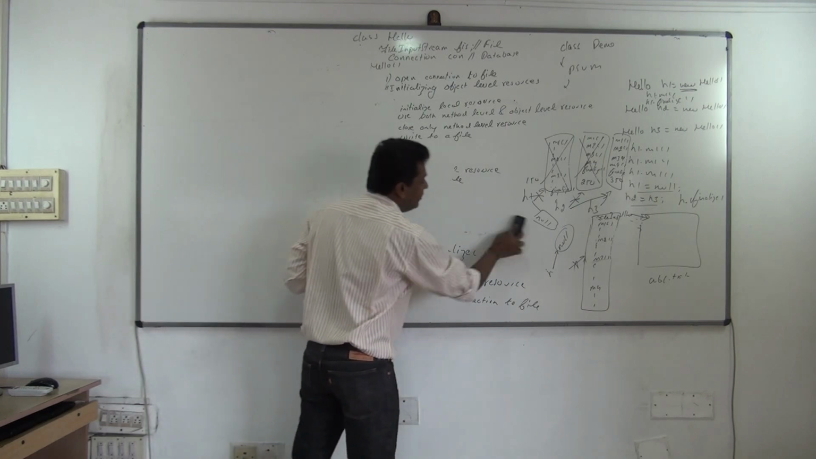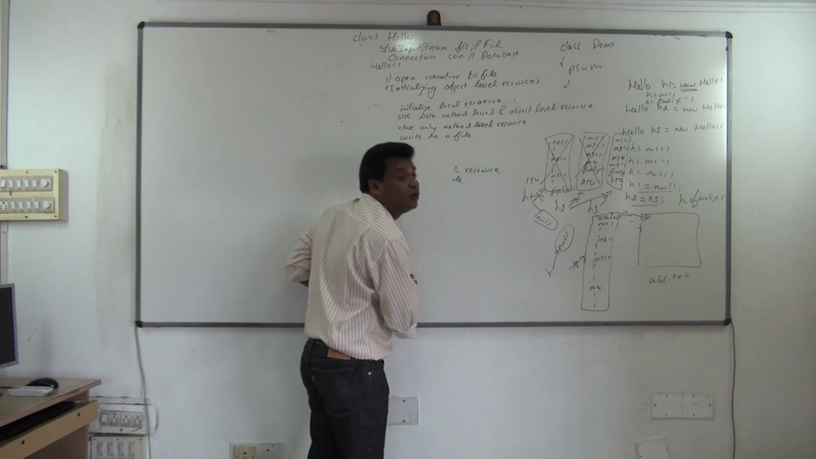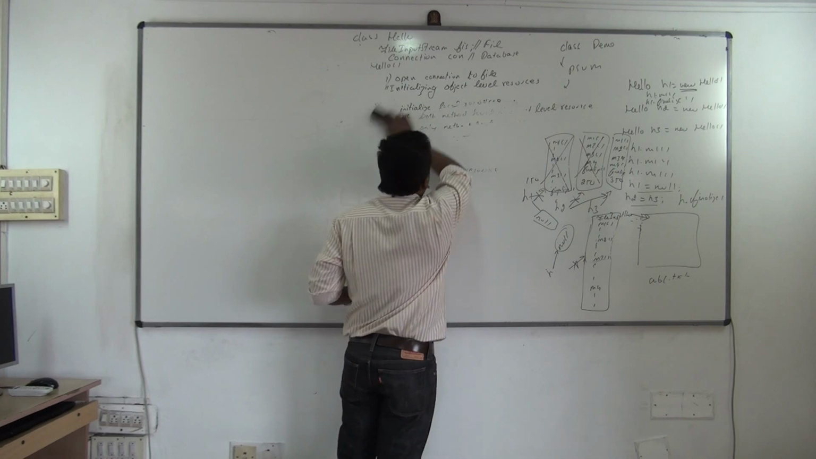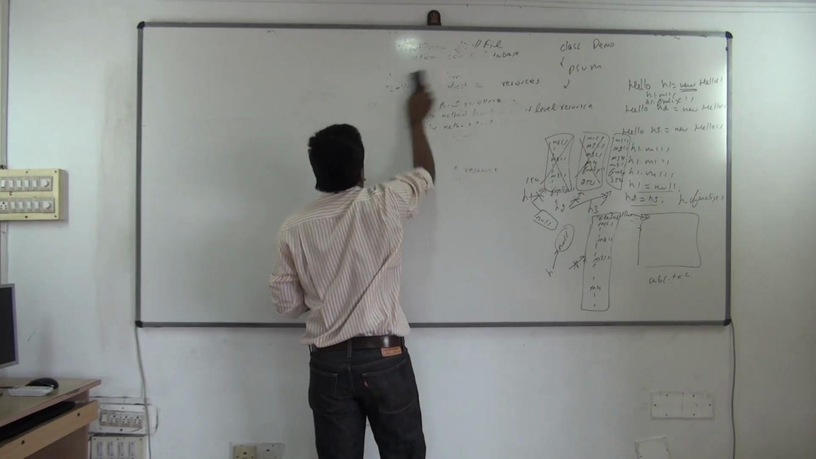So in methods you only use the resource. You don't close the resource. Following now? In methods you should only use the object level resource.